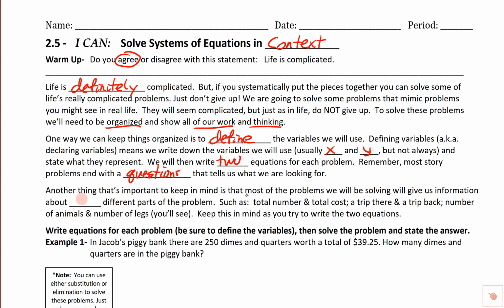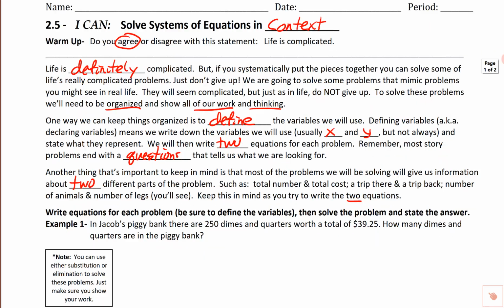One other thing that's important to keep in mind is that most of the problems we're going to be solving, they're going to give us information about two different parts of the problem, or two different aspects of the problem. So let me give you a couple of examples. Sometimes they're going to be talking about the total number of things and maybe how much the total cost was. We'll be talking about a trip on the way there and a trip on the way back, or maybe the number of animals and also the number of legs. And you'll see what I mean about that type of problem in just a minute. So keep this in mind as you try and write the two equations for each one of these problems.